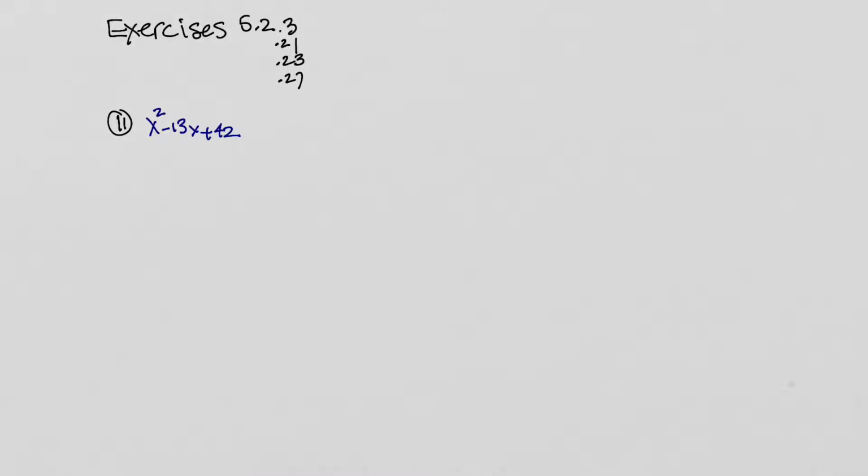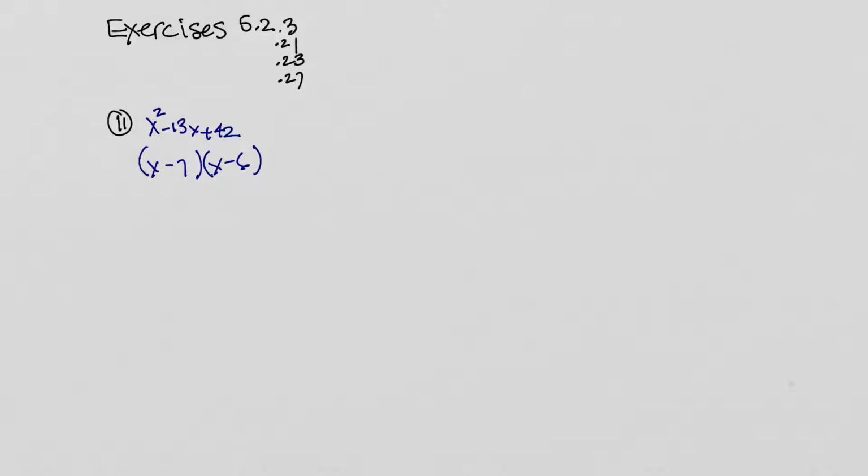In 5.2, problem number 3, we're given this trinomial, x squared minus 13x plus 42, and then we're also given 4 possible factored forms for this. Now, what we're supposed to do is choose the correct factored form. So the first one they give us is x minus 7 and x minus 6.